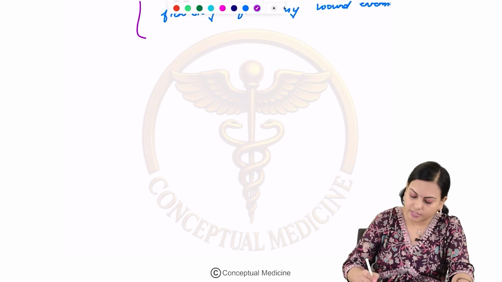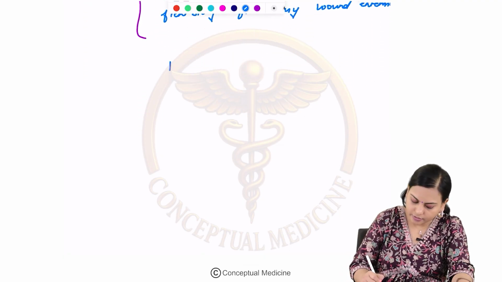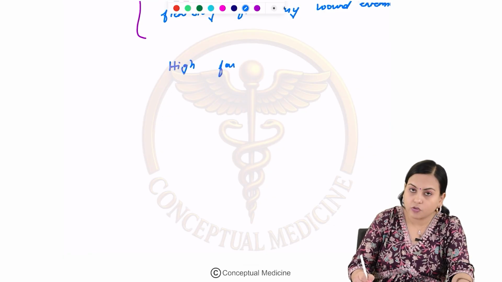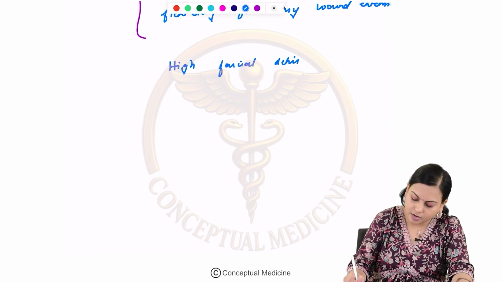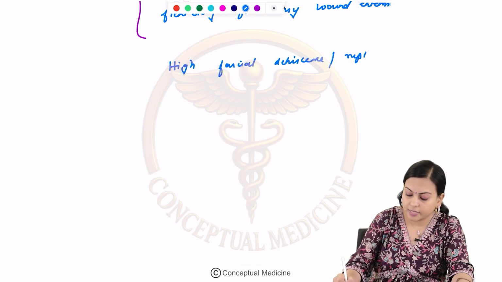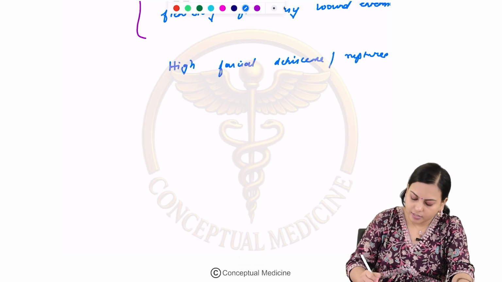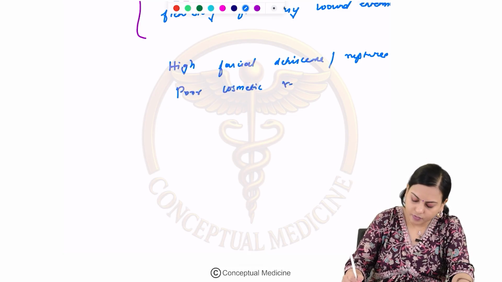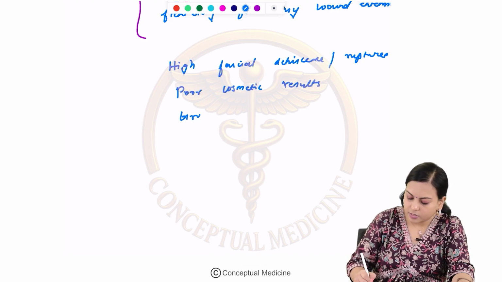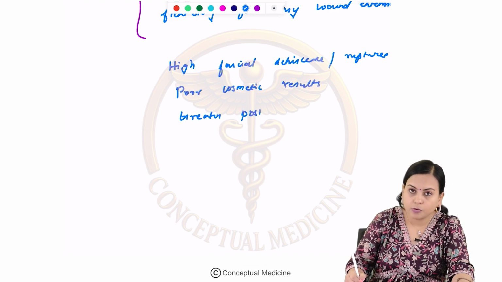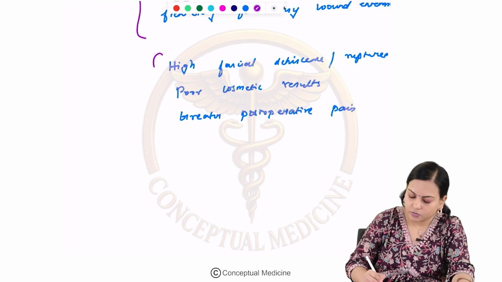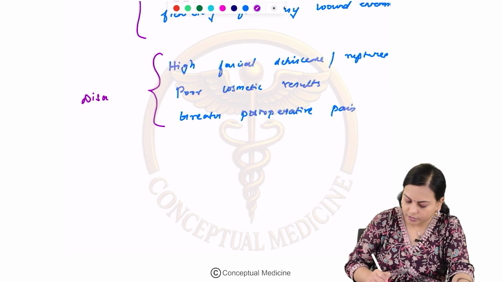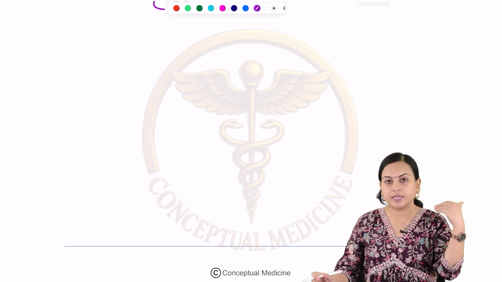Now we will see the disadvantages as well. So disadvantages include there is a higher risk of fascial dehiscence and rupture in the next pregnancies. Then there is poor cosmetic results. Then there is a greater risk of postoperative pain. Okay. So, these are the disadvantages. Clear? So, we have seen about the skin incisions.